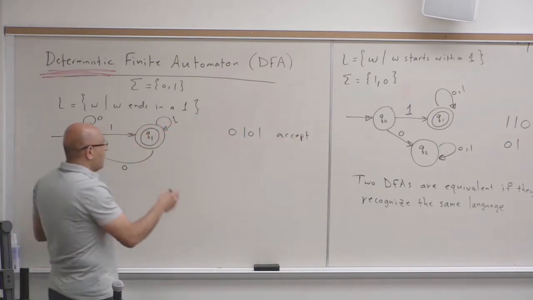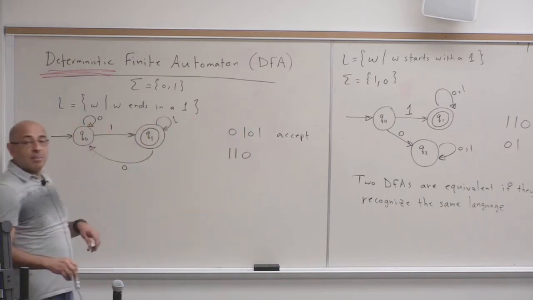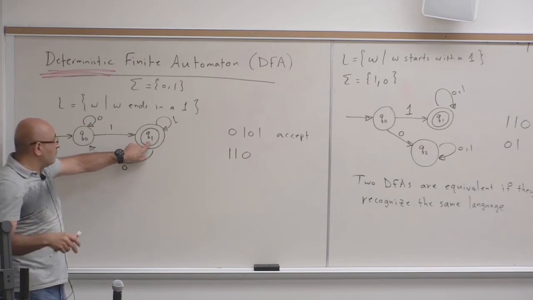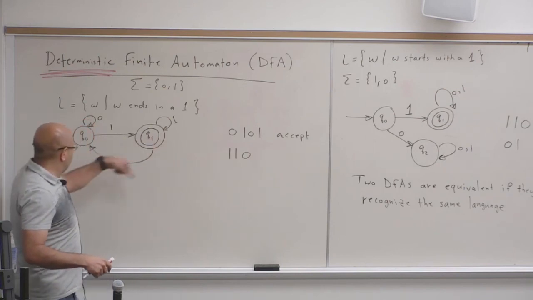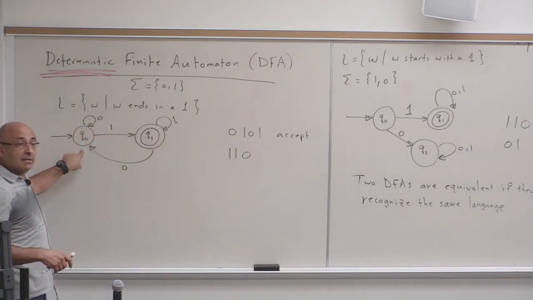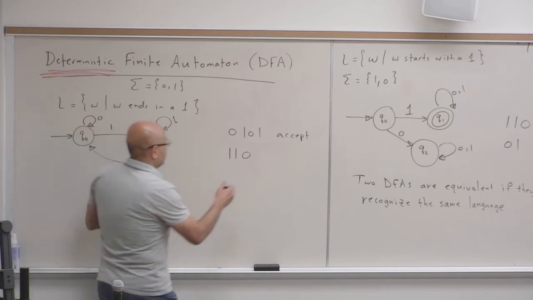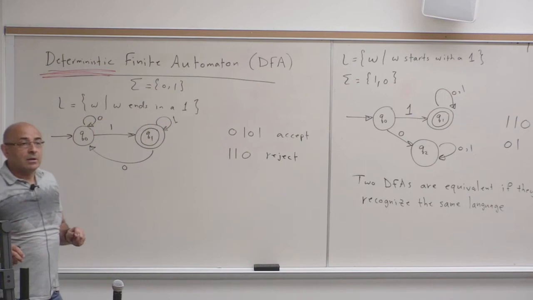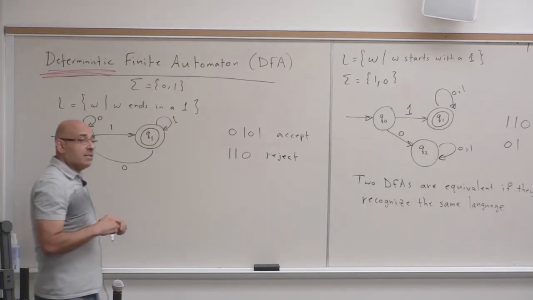And of course, if we had a string like 110, the first one will take us here. The second one will keep us in Q1. Then the zero is going to take us to the start state, which is not an accept state. Okay, so we reject. Okay, any questions on how DFAs work?